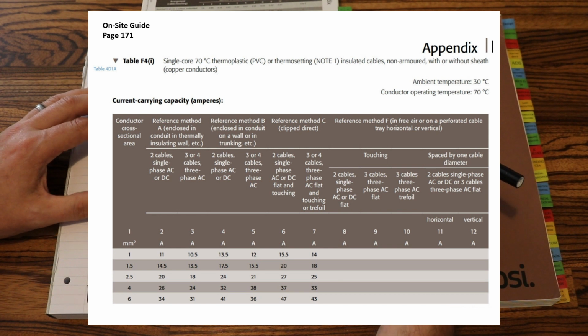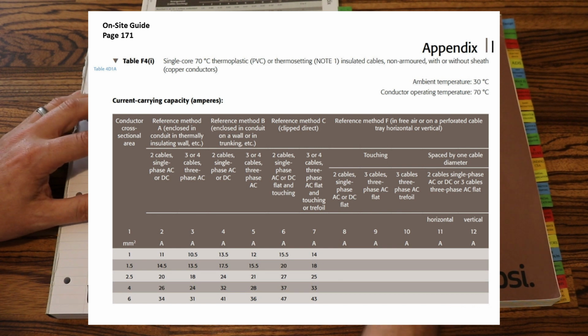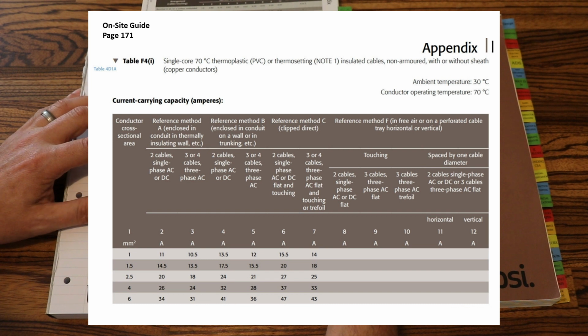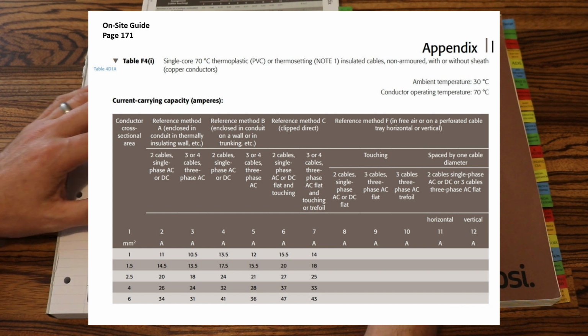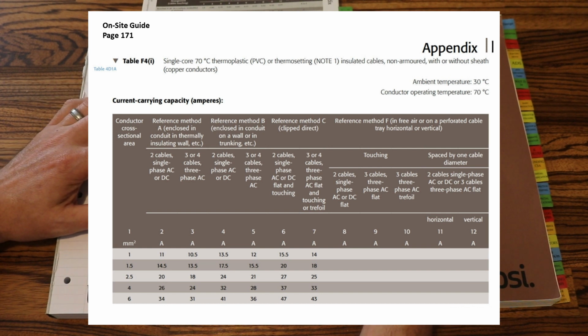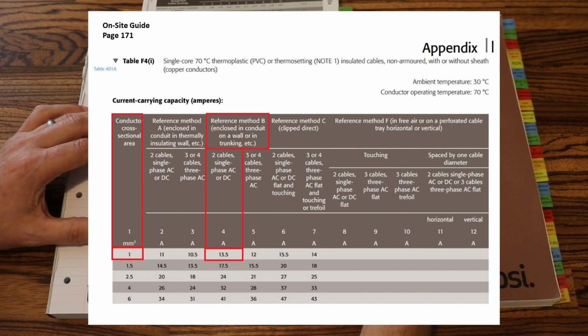So we need to know our reference method. Reference method A says enclosed conduit in a thermally insulating wall. Ours isn't in a thermally insulating wall, it just passes through a short bit of thermal insulation. So we are reference method B, enclosed in conduit, on a wall or in trunking. So we are now looking at columns 4 and 5. Column 4 says single phase, column 5 says 3 phase. So we're in column 4 and we need 12.6 or above.